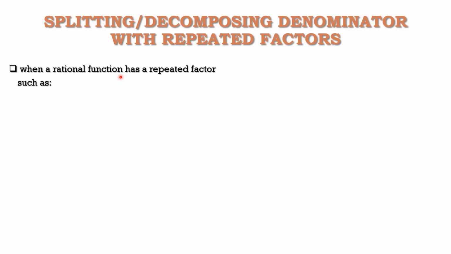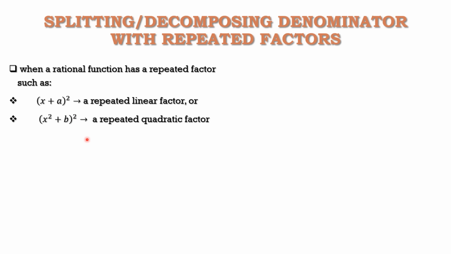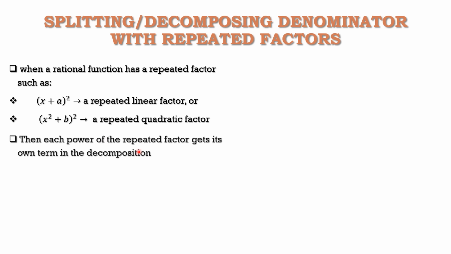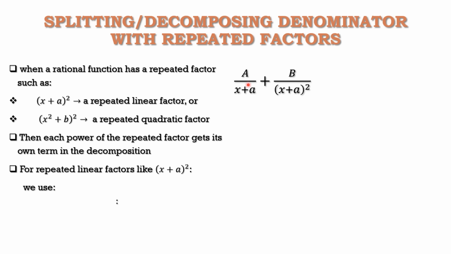When a rational function has a repeated factor, such as (x + a)², a repeated linear factor, or (x² + b)², a repeated quadratic factor, then each power of the repeated factor gets its own term in the decomposition. So here, for a repeated linear factor like (x + a)², we use A divided by (x + a) plus B divided by (x + a)².